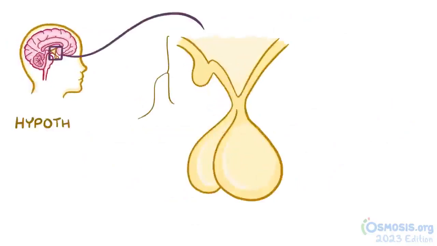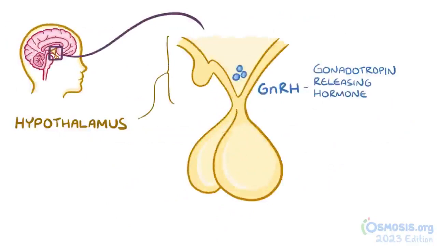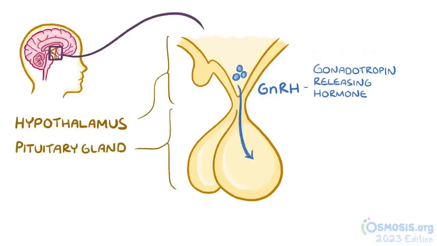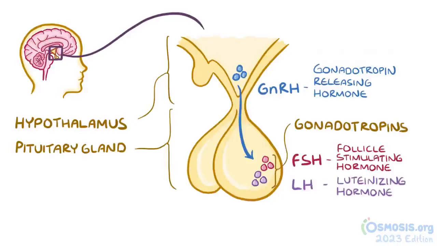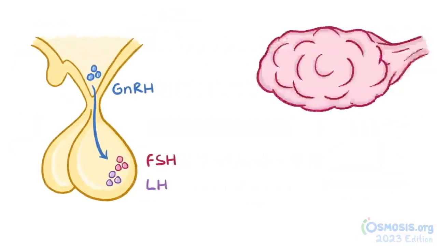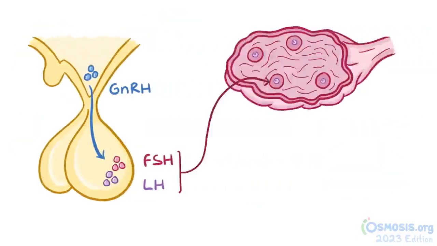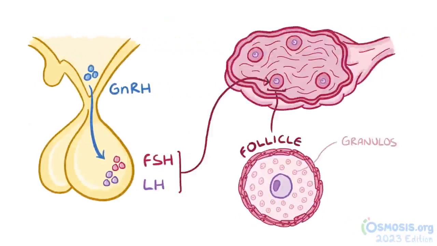Normally, the hypothalamus, which is located at the base of the brain, secretes gonadotropin-releasing hormone, or GnRH. GnRH makes the nearby pituitary gland secrete two hormones of its own, called gonadotropins. These are follicle-stimulating hormone, or FSH, and luteinizing hormone, or LH. These hormones travel to the follicles within the ovaries. The follicles are small clusters of granulosa and theca cells that protect the developing egg.